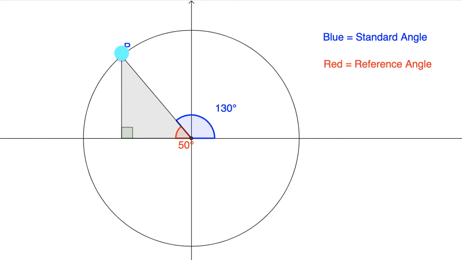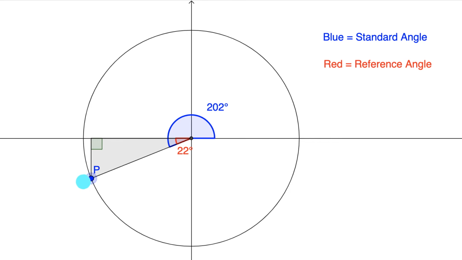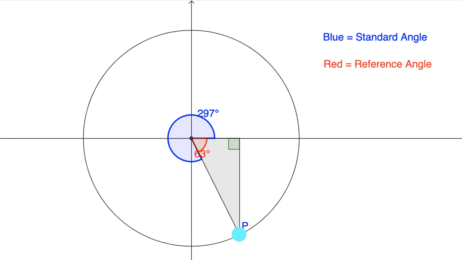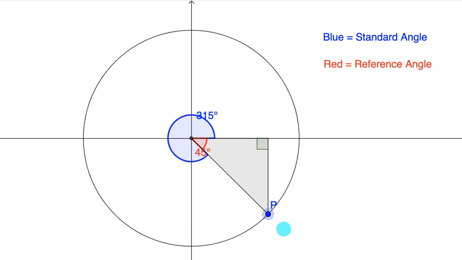And I'll just keep rotating around so you can see the relationship in the other quadrants as well. The red angle is the reference angle, the blue angle is the principal angle. Blue angle is always from positive x to the terminal arm, and the red angle is always the angle between the terminal arm and the closest x-axis.